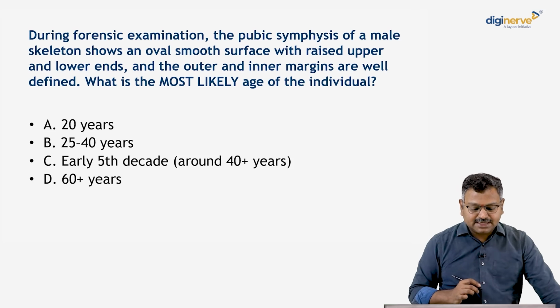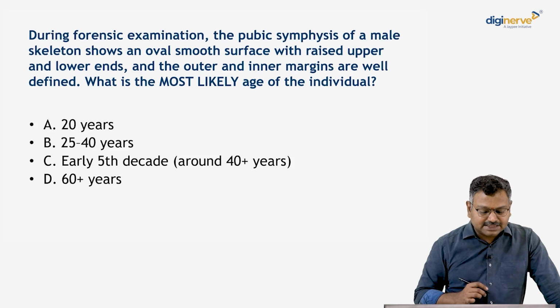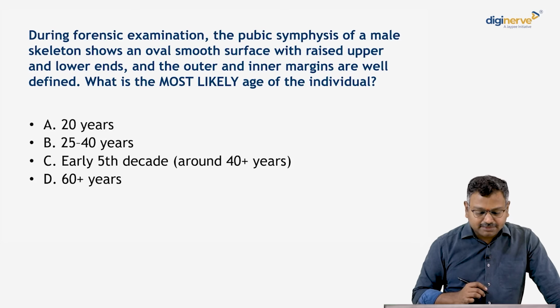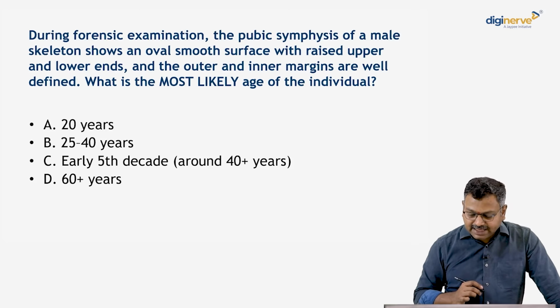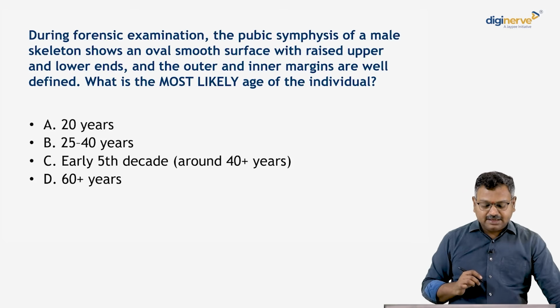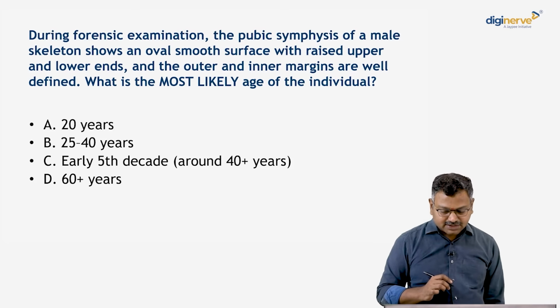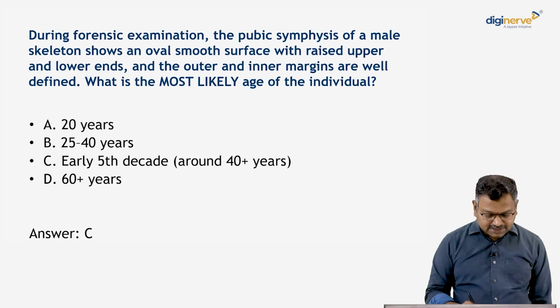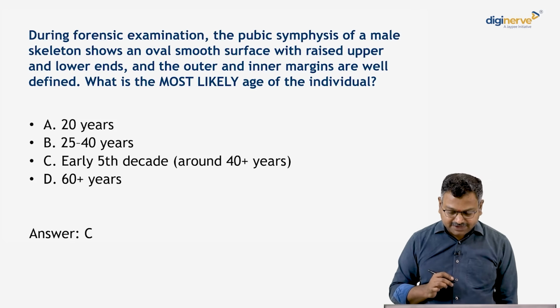During the forensic examination, the pubic symphysis of the male skeleton is oval, smooth surface with raised upper and lower ends. The outer and inner margins are well defined. What is the age that you'd see there? 20, 25 to 40, early 5th decade, or 60 plus. So the answer for this is C, that is the early 5th decade.